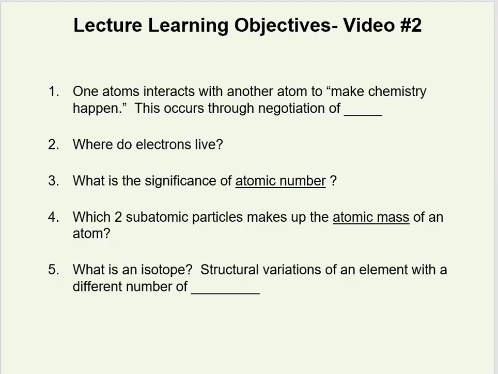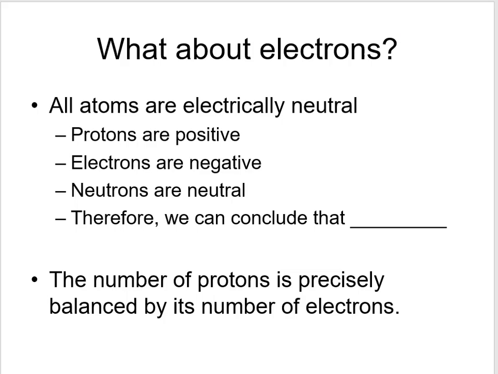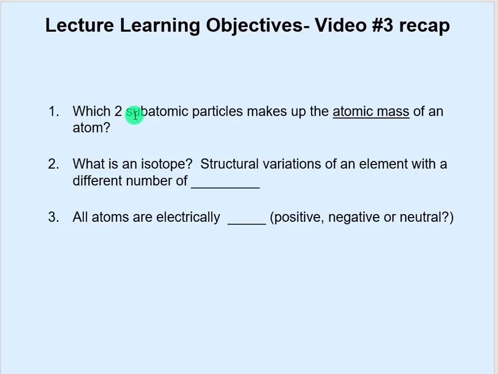Oops, that's the wrong slide. Let me jump back to where we're at. All right, so where are we? Which two subatomic particles make up the atomic mass? You know that now: protons and neutrons. Isotopes are structural variations of an element with a different number of neutrons. And then all atoms are what?